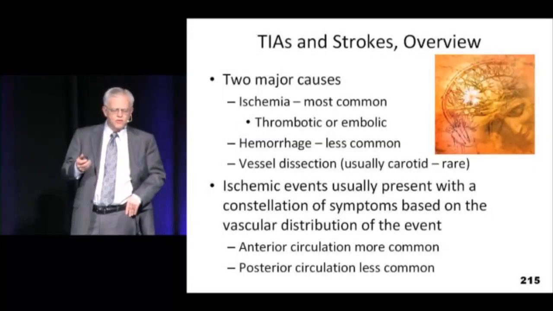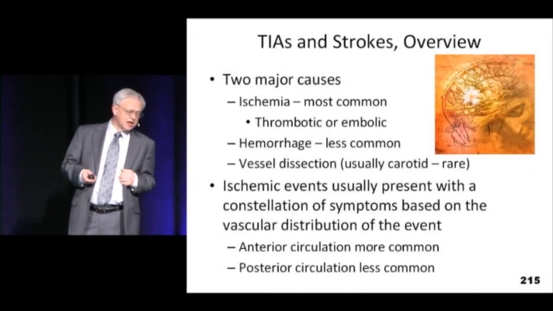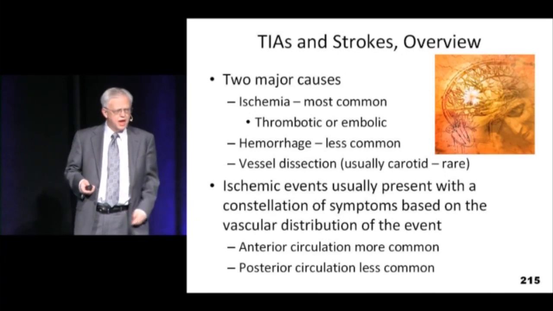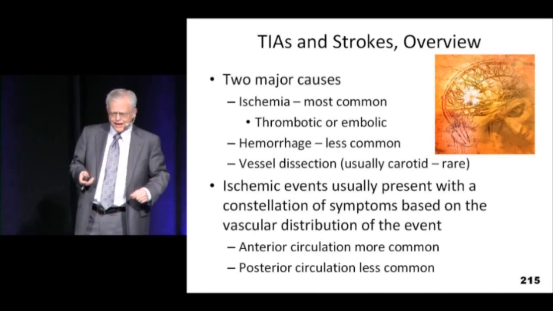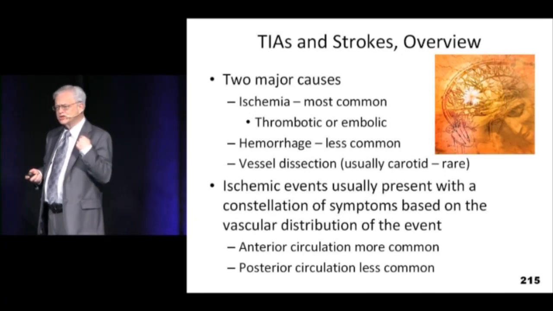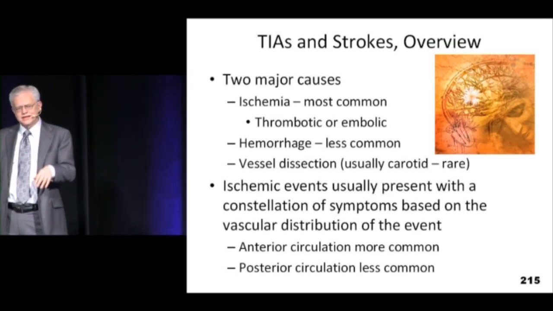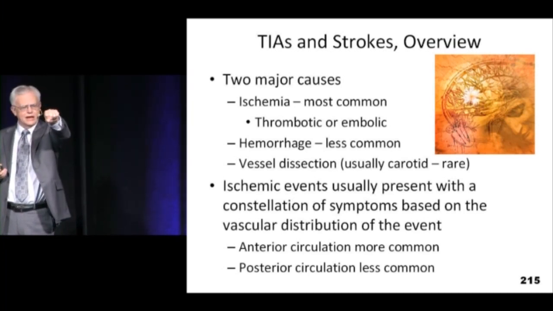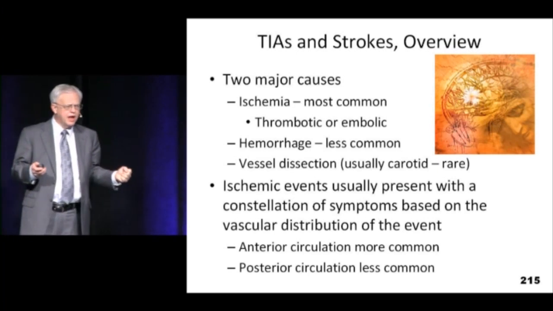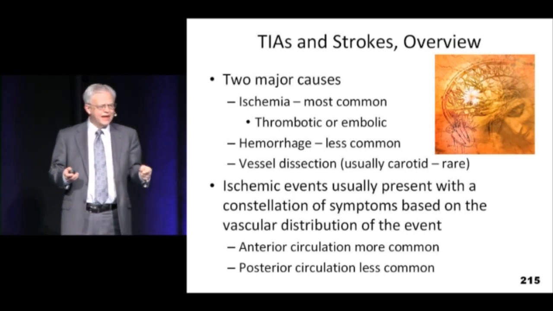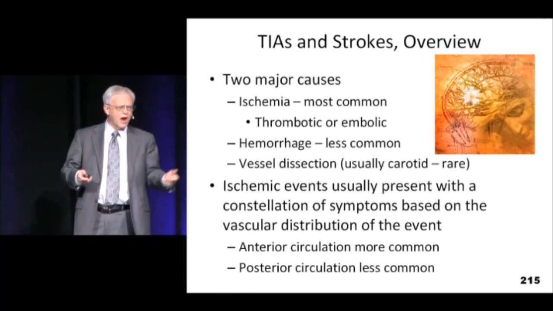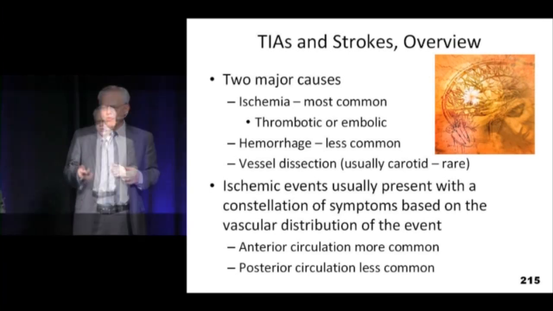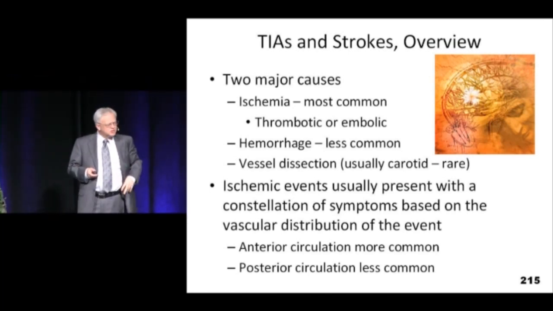TIAs and stroke, an overview. There are three major causes. You either bleed into your brain, you've sent an embolus to your brain, or your brain's decided to go like that. It's squeezed down. So it's thrombotic, it's embolic, or it's hemorrhagic. Those are the three. By the way, it's about 15 to 18% are hemorrhagic.